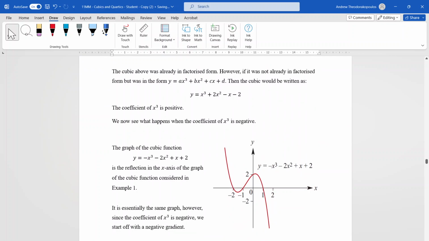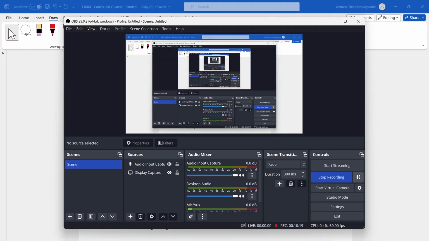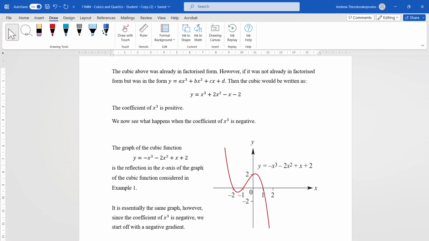So the cubic that we just did was already in factorized form. However, if it was not already in factorized form, but in polynomial form, then the cubic would need to be written like this. What you'll notice is that we're looking at the coefficient of the x cubed value. Because it's a cubic, we're looking particularly at this coefficient. The coefficient of this x cubed is just the number 1.